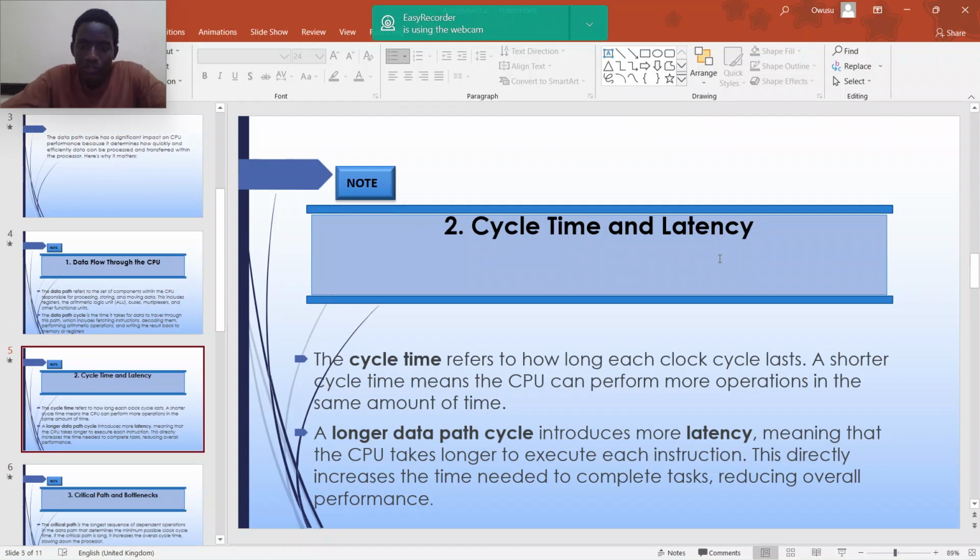Two. Cycle time and latency. The cycle time refers to how long each clock cycle lasts. A shorter cycle time means the CPU can perform more operations in the same amount of time. A longer data path cycle introduces more latency, meaning that the CPU takes longer to execute each instruction. This directly increases the time needed to complete tasks, reducing overall performance.